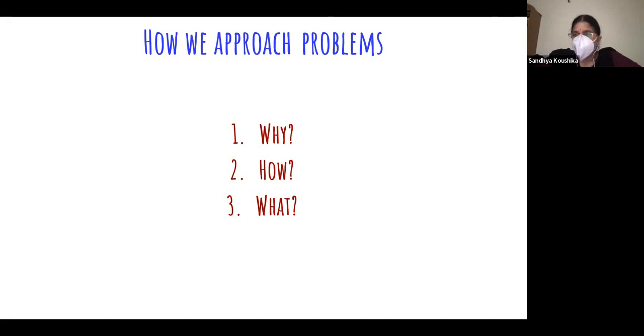Why are you working on what you're working on? How are you working on it? And what have you found? Very, very simple questions, but they lie at the heart of every scientific problem. It doesn't matter if it is biology or physics or anything else. In fact, even in engineering problems, these questions remain. So we are going to take this thread of why, how, and what, and carry it through this little talk.